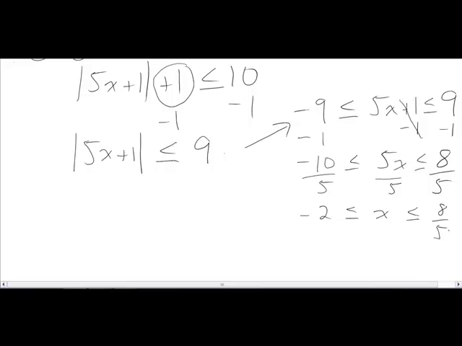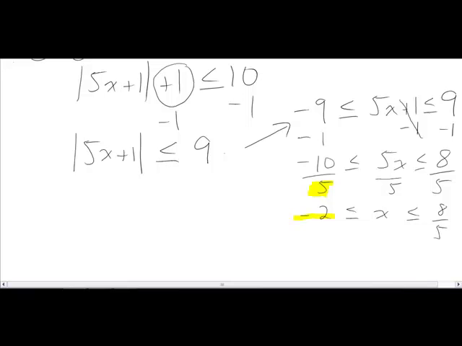Now, I will point out, even though this answer over here is negative 2, I didn't flip the direction of the sign. The inequality sign stayed the same because the number I divided by was 5. It doesn't matter that I got a negative. It matters that the number I divided by was not negative. That's what would determine changing the direction of the sign.